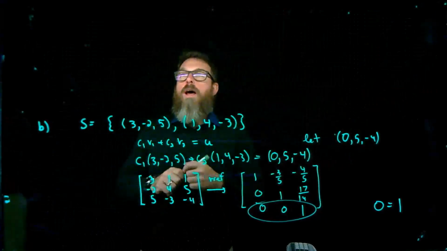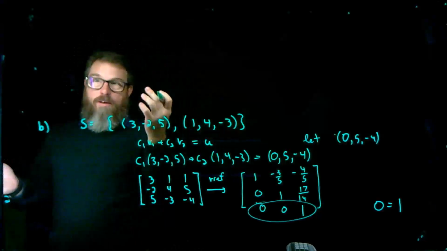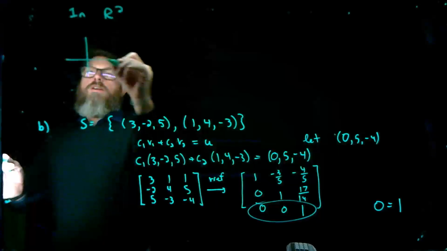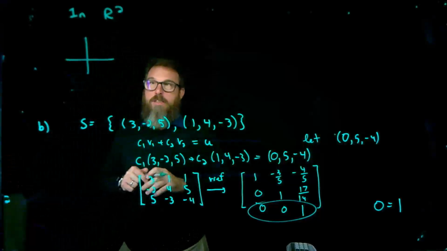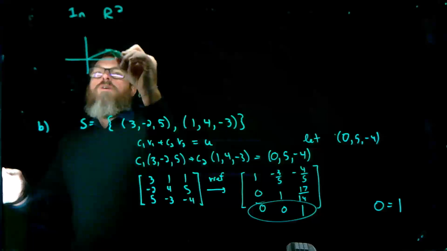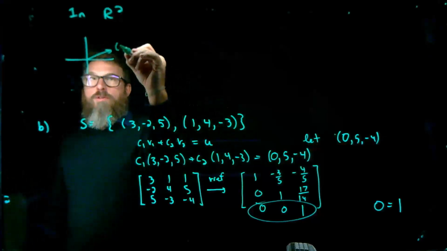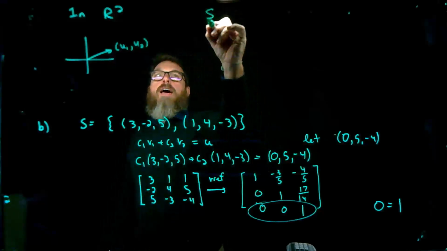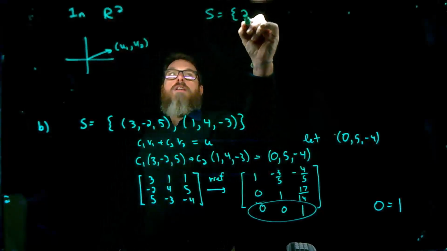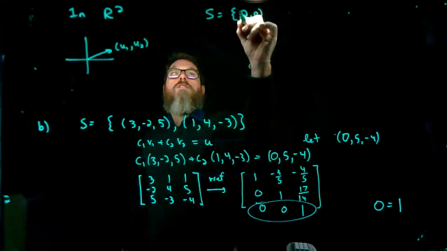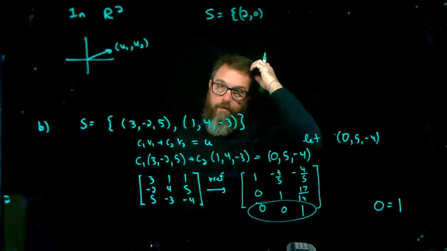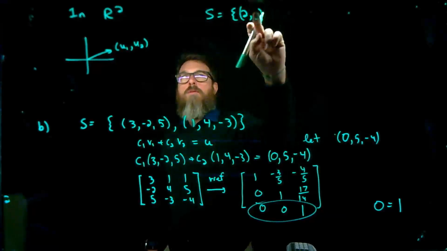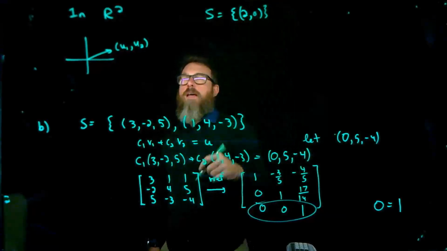So I'm going to talk about vectors in R2. Let's just look in R2. I'm looking at a set like this, and what I want to know is, can I build any vector in R2? Maybe this would be a U1 comma U2. Now, if I say S is just equal to the vector 2 comma 0, for instance, what if I just want that vector?